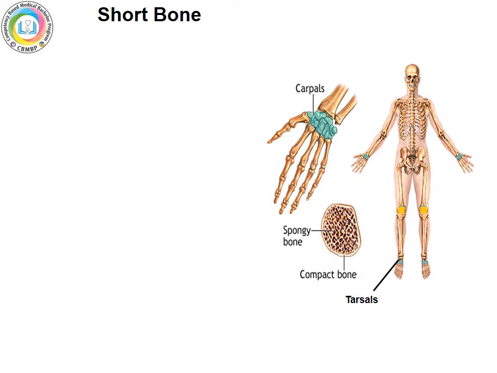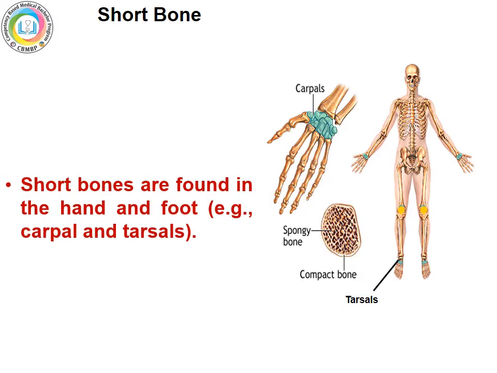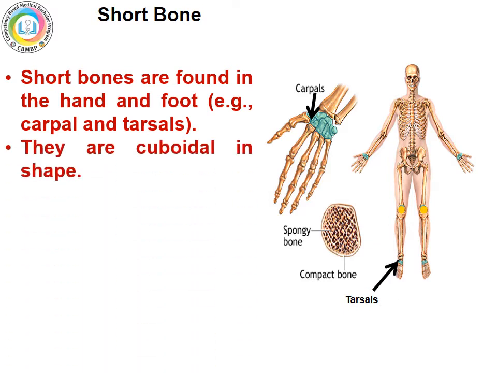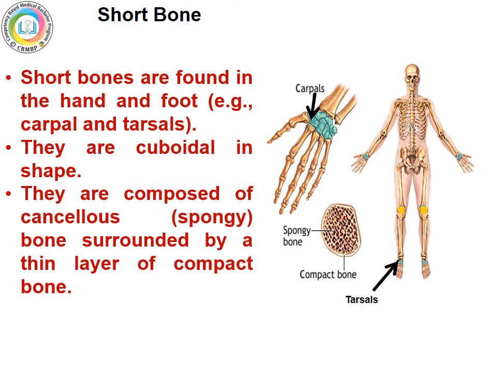The second type, or the second shape, is called short bone. Short bone, as in the carpal and the tarsal: carpal, bone of the hand; tarsal, bone of the foot. This bone is more or less cuboidal in shape, and is composed of cancellous or spongy bone surrounded by a layer of compact bone. Thus, if I look at a section of this short bone, it is formed of spongy or cancellous bone surrounded by a thin layer of compact bone.